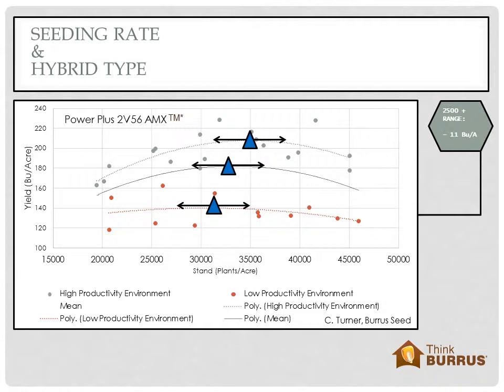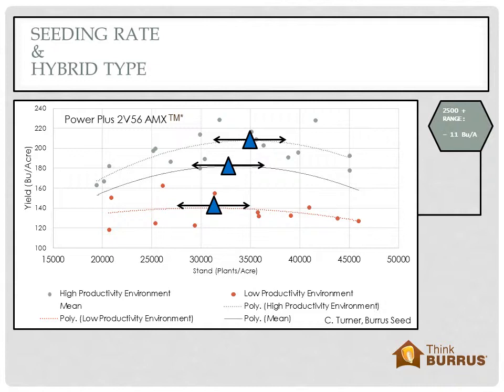You can see right here 2V56. Now 2V56 Power Plus, 2V56 AMX, would be a little bit more of what I would call a determinate ear hybrid. There's not a lot of flex to that ear. Plant it in thick, plant it in thin within reason, and you're getting pretty much the same ear. That varies a little bit, but for the most part, that's true.